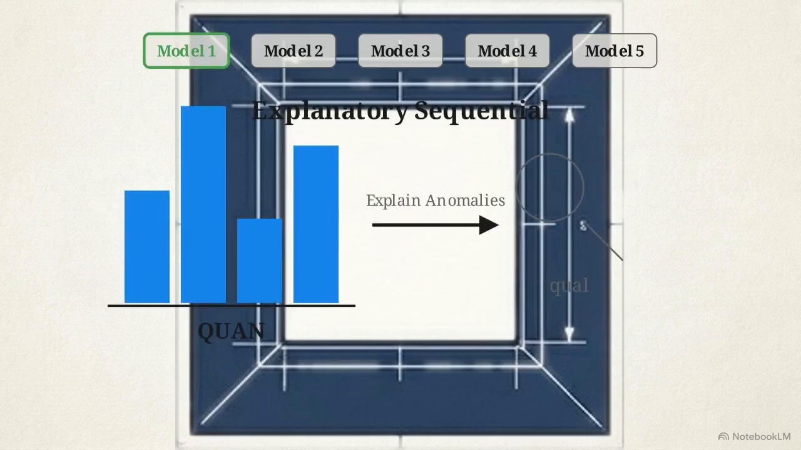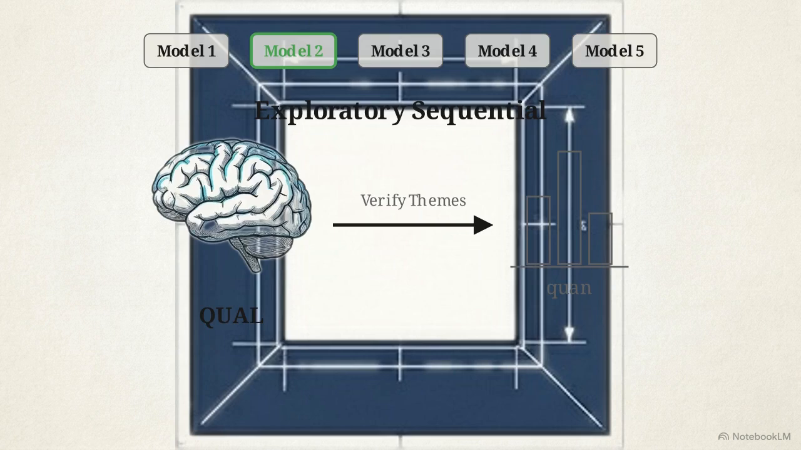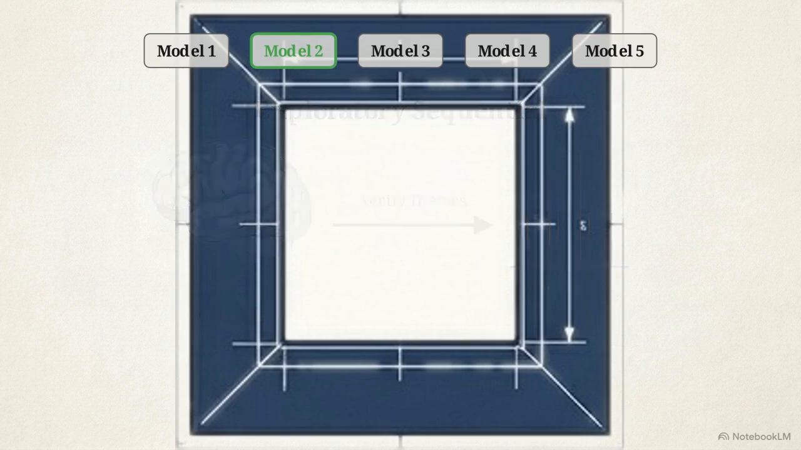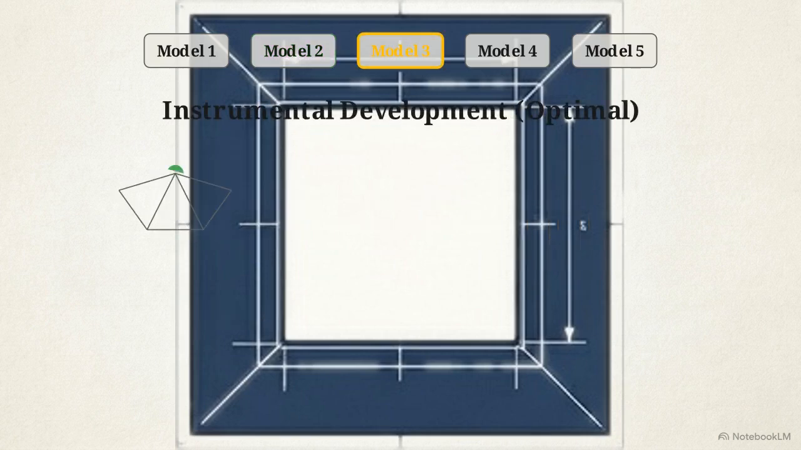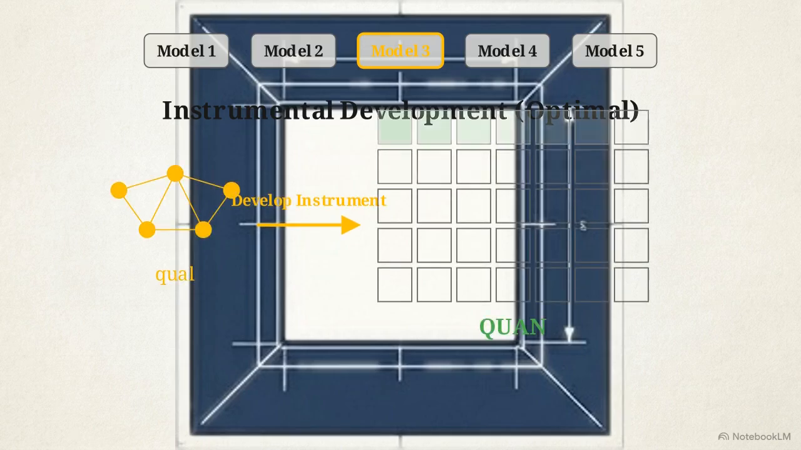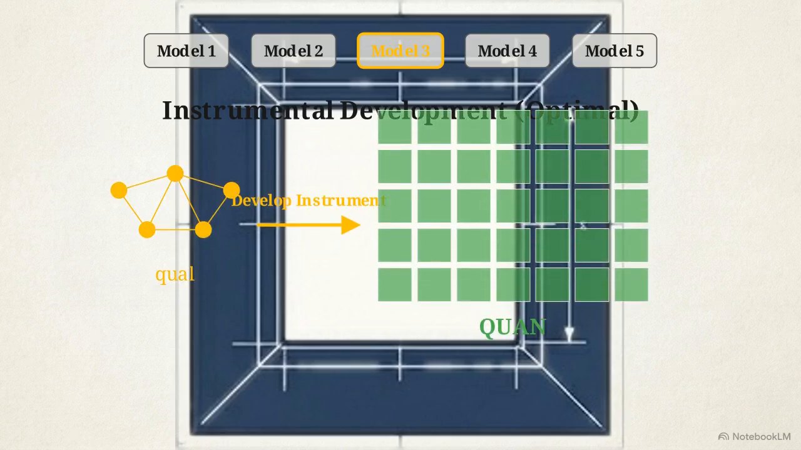Model 1 pairs a comprehensive quantitative survey with a small qualitative interview follow-up, used strictly to explain statistical anomalies. Model 2 is the inverse, a deep theoretical interview study that uses a small survey at the end simply to verify general themes. Then we have Model 3, small qual leading to big quan. This is the optimal path for validating novel constructs.